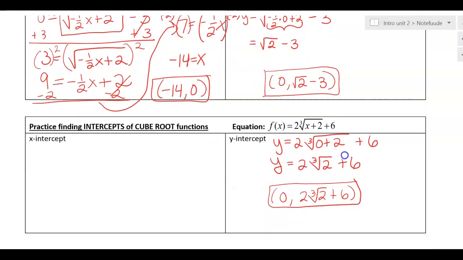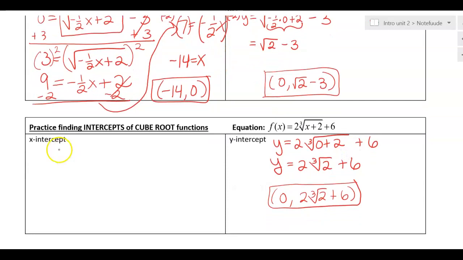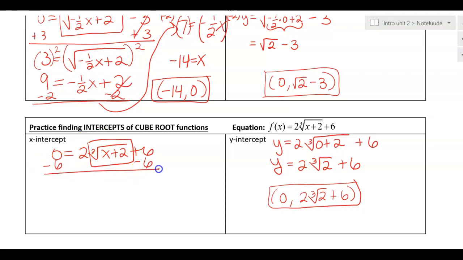Okay? All right, and then the same idea with the cube root. We set y equal to 0. We're going to focus first on getting that cube root portion alone. So we would subtract 6 from both sides. And then we would divide by 2. I'm going to pause for a second to make sure everyone's okay with that. Are we okay with that idea?